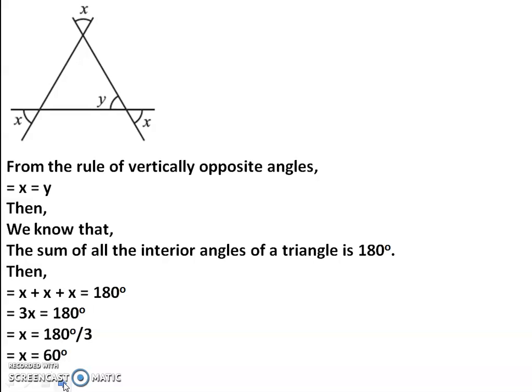The rule of vertically opposite angles. Then angle sum property of triangles. Then exterior angle property of a triangle. Now let's see. Here you don't have to use exterior angle property because why? Here you don't have any exterior angle drawn. So here you will be using the vertically opposite angles rule and the angle sum property of this triangle.